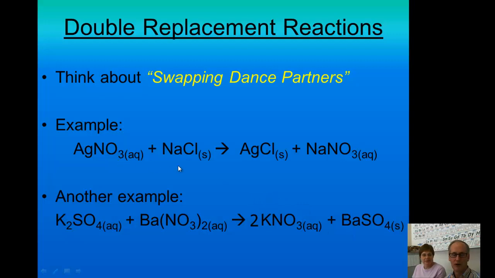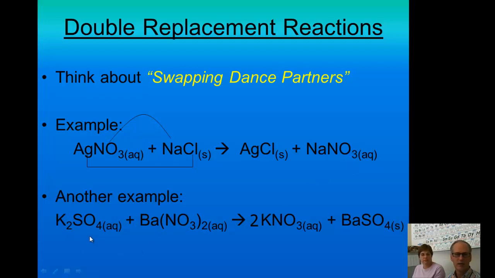So here's another example. Silver nitrate, sodium chloride, and look what's on the other side. The silver's with the chloride, and the sodium's with the nitrate. So the silver went with the chlorine, and this is the foil analogy. The outer go with the outer, and the inner go with the inner. But remember, the cation is always written first.